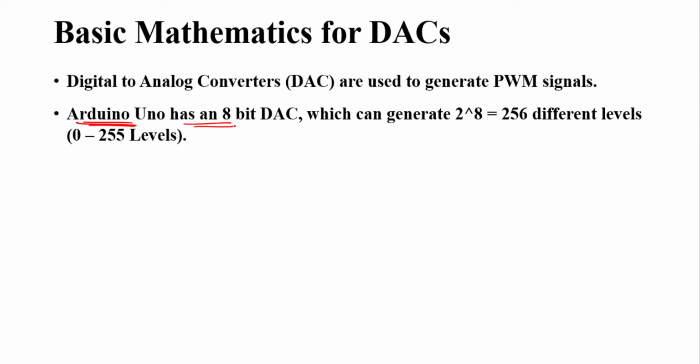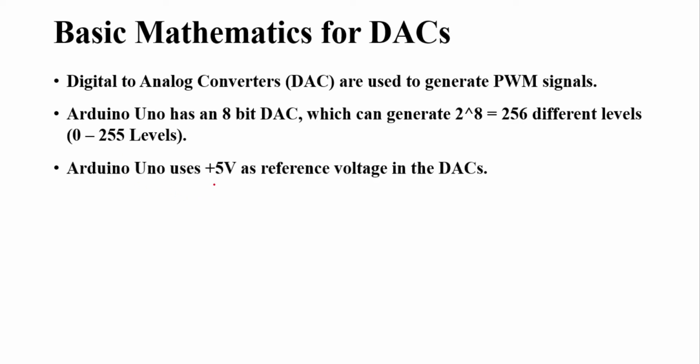It has got an 8-bit DAC. So what is the meaning of 8-bit DAC? Remember here, 8 is nothing but a number. We can call it n bit. So different microcontrollers can have different number of bits in the DAC. Here we are talking about Arduino Uno, so it has got an 8-bit DAC, which can generate 2 to the power 8, that is 256 different levels. Or we can say it can generate different levels between 0 to 255.